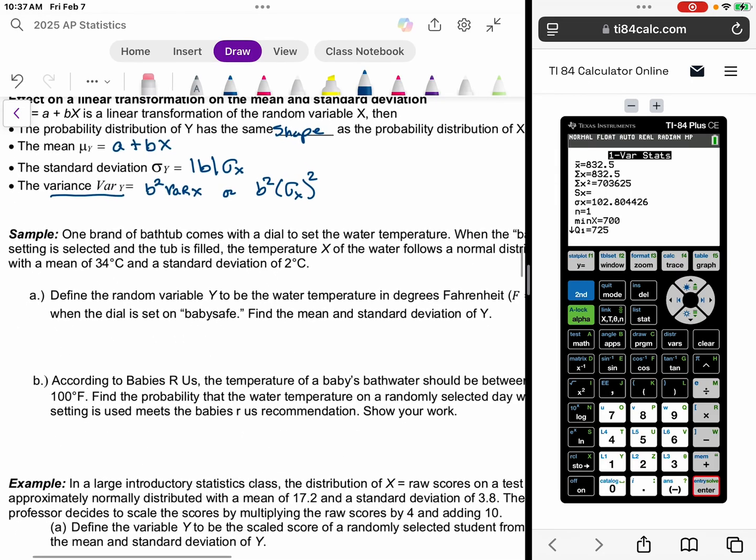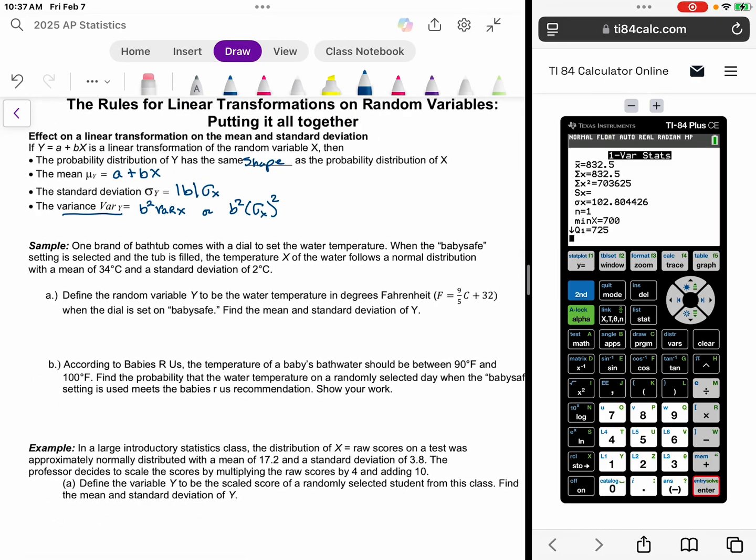So here's an example where you get to practice just straight doing the transformation, not even given a table. One brand of bathtub comes with a dial to set water temperatures. When the baby safe setting is selected and the tub is filled, the temperature X of the water follows a normal distribution with a mean of 34 degrees Celsius and a standard deviation of 2 degrees Celsius. Define the random variable y to be the water temperature in degrees Fahrenheit when set on the baby safe setting.